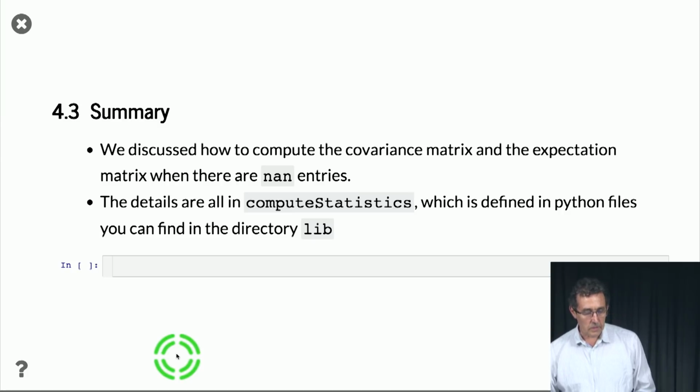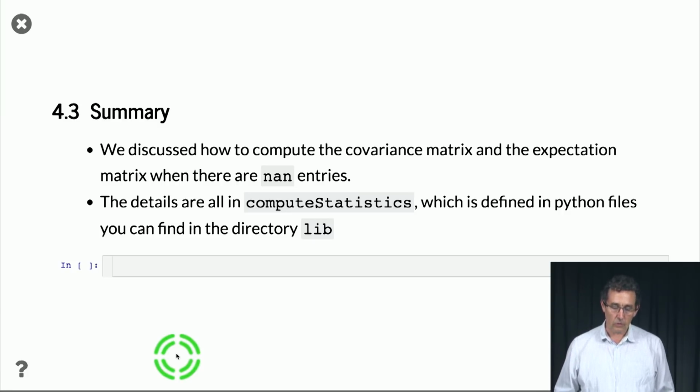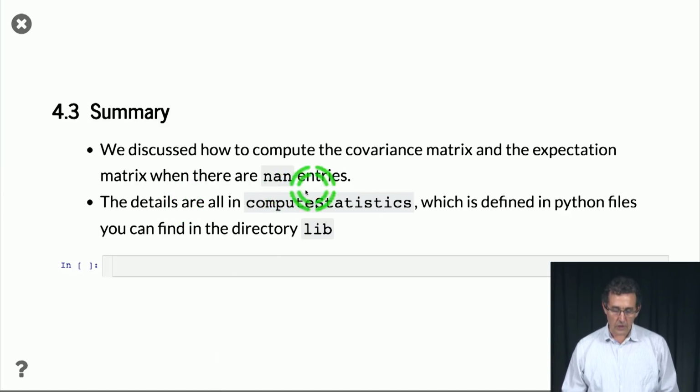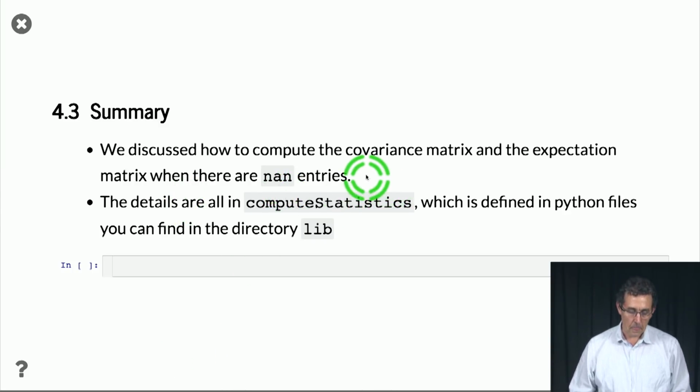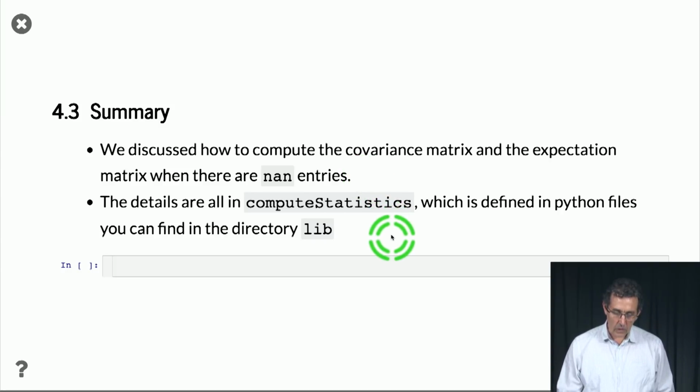Okay, so to summarize, we discussed how to compute the covariance matrix and the expectation matrix when there are None values. We also showed you a little trick for how to compute the average outer product and just the average vector together. The details are in this function, which calls other functions. And that is basically what we're going to do today. And we'll continue next time.